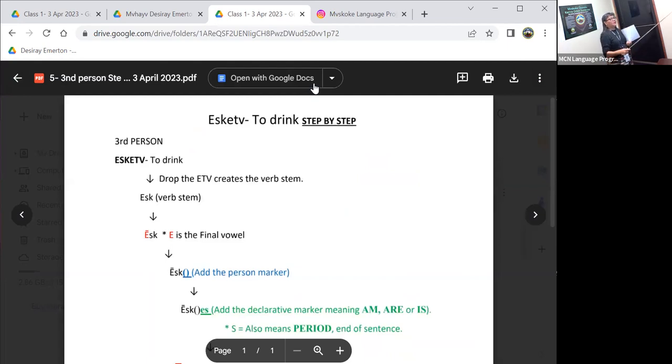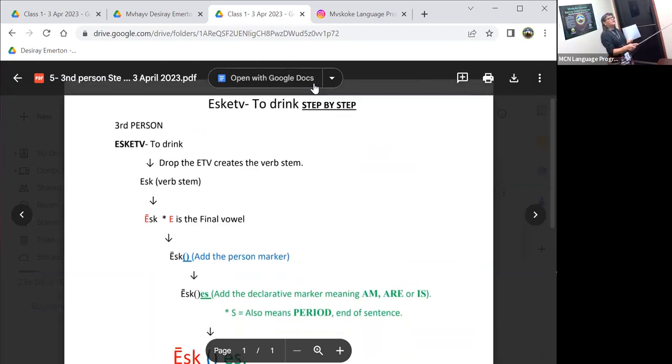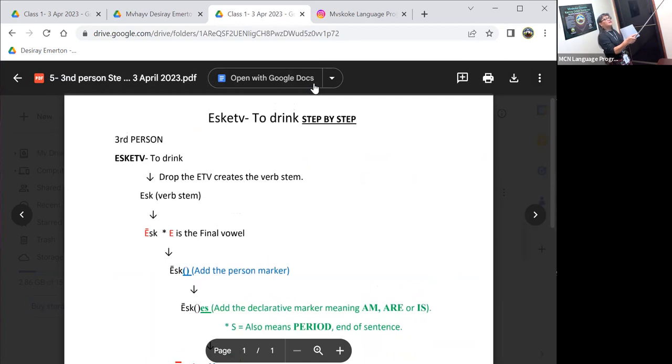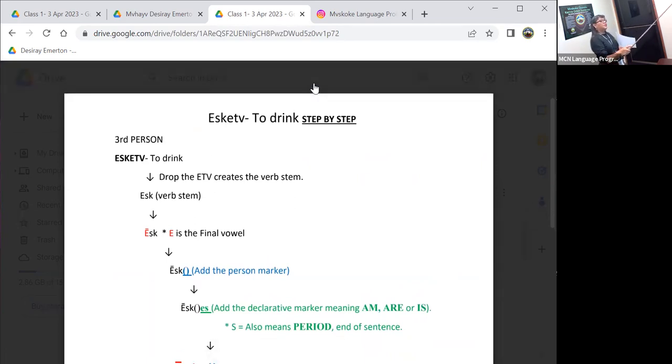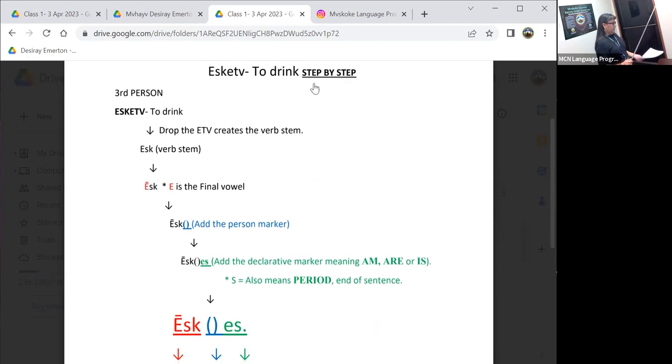So here's also the third person marker for Itskada, to drink. You drop the ETV and that creates the verb stem. There's the verb stem. You go by our rules. The second one is E is the final vowel, so you put a long mark over the E. And remember, on E that's when it changes the sound from I to E.